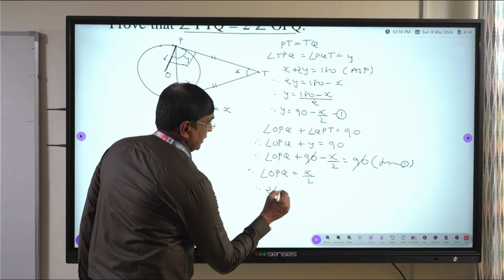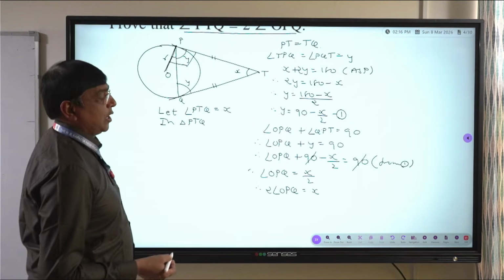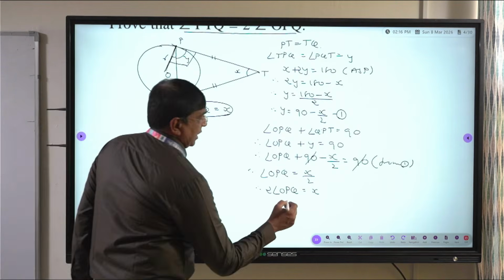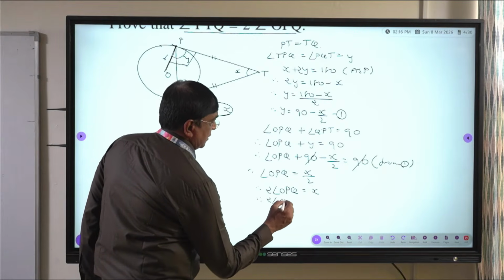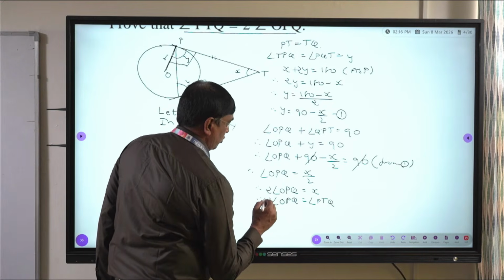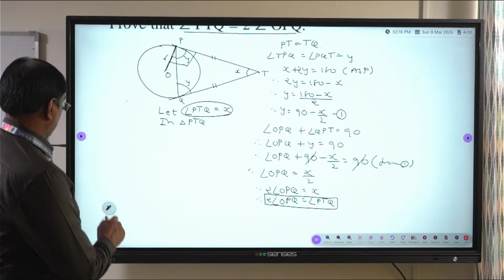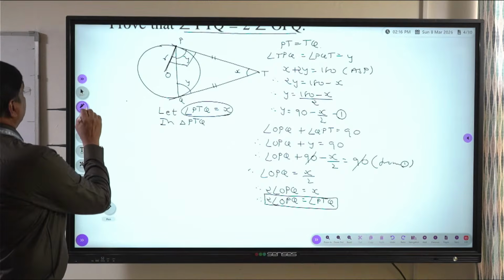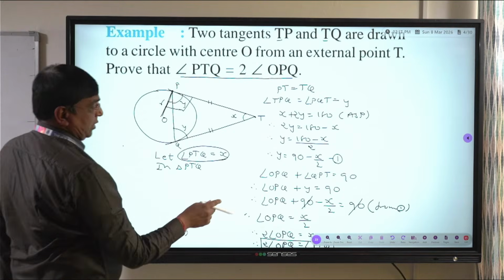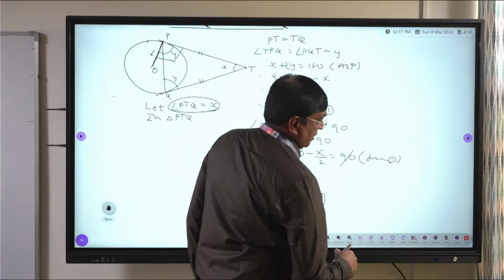Therefore, cross multiply, 2 times OPQ equals x. But what is x? X is nothing but angle PTQ. And therefore 2 times angle OPQ equals angle PTQ, which is our required result that we proved. PTQ equals twice OPQ is our required result. Next one.